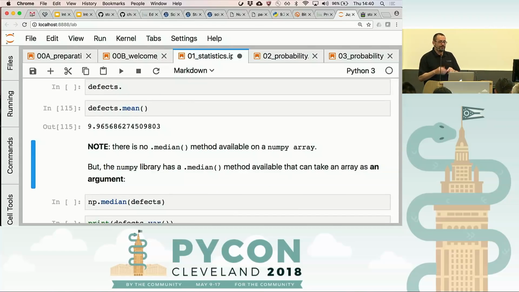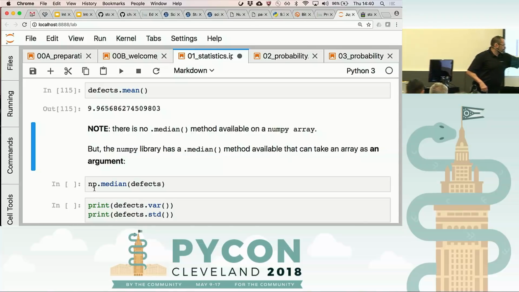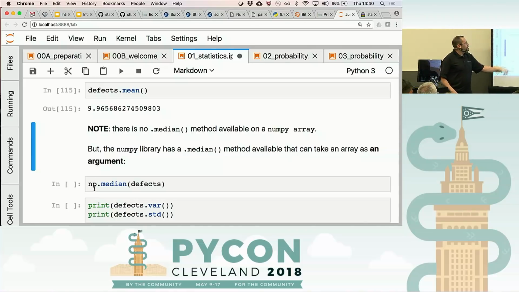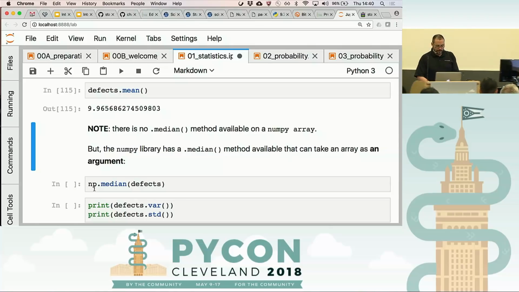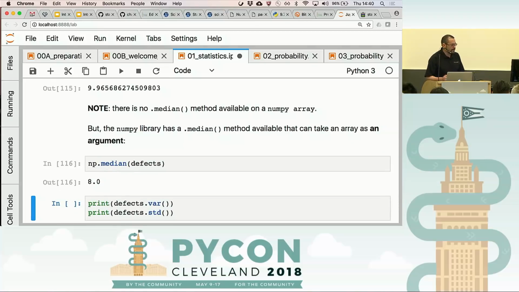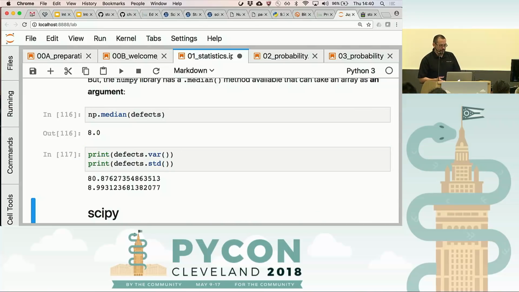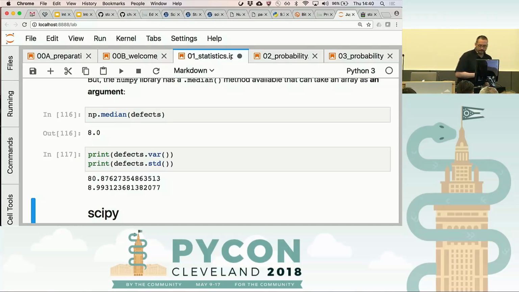I will caveat, there is no median function associated with a NumPy array. The NumPy library has a median function, and you can drop your array into it, but there is no median function that hangs off of your array, which I found very interesting as I was researching this. So we say, give me the median, and sure enough, it spits out an 8. If I want to look up the variance and the standard deviation without using Chalmer's crappy code, we get an 80.8 and we get an 8.9. Awesome.